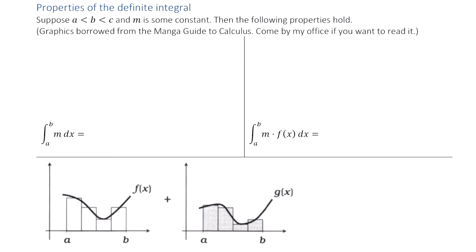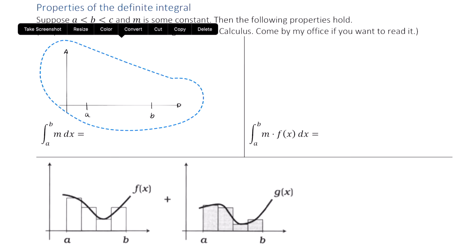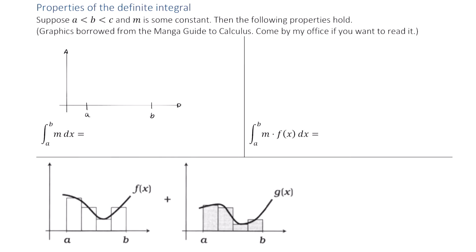Let's start by drawing some nice axes here. So I have a to b. And what does this tell me? M is a constant, so I know that m is a graph of a straight line right here. So here's m. And the goal here is to find the area of this rectangle.